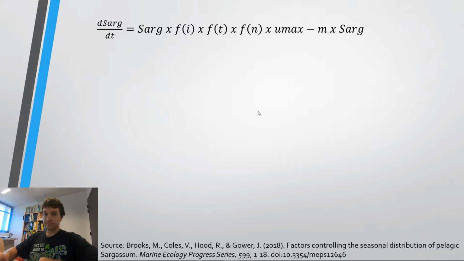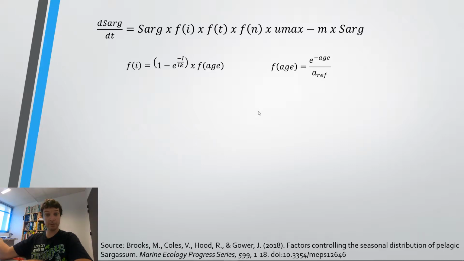Now, this is the original formula we're working with from the paper from Brooks, published in 2018. Basically, dSAR, which is the delta change in the mass of sargassum over delta time, is equal to the mass of sargassum times the function of light times the function of temperature times the function of nutrients times the max growth rate, minus the mortality rate times the mass of sargassum.